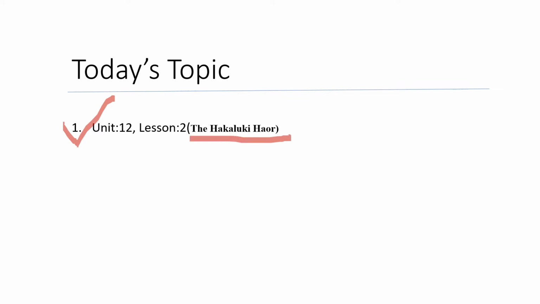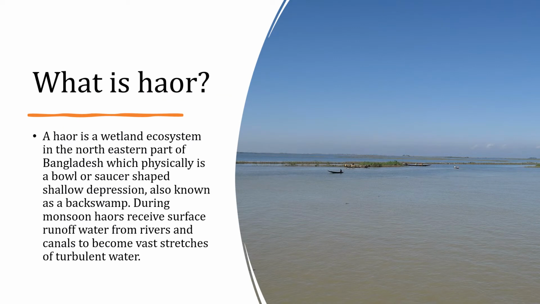So, do you know what a haur actually is? Our question was, what is a haur? Maybe some of you know, and maybe some of you don't know. So, a haur is a wetland ecosystem in the northeastern part of Bangladesh. If you know the map of Bangladesh, the northeastern part is actually Sylhet division, and which physically is a bowl or saucer shaped shallow depression, also known as a back swamp. So the size or shape of a haur is like a saucer or a bowl.